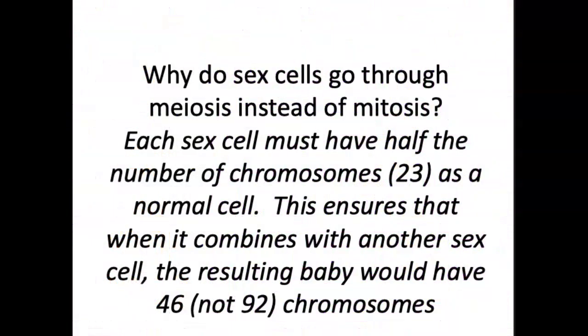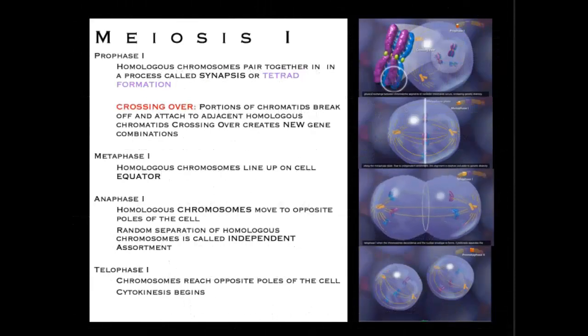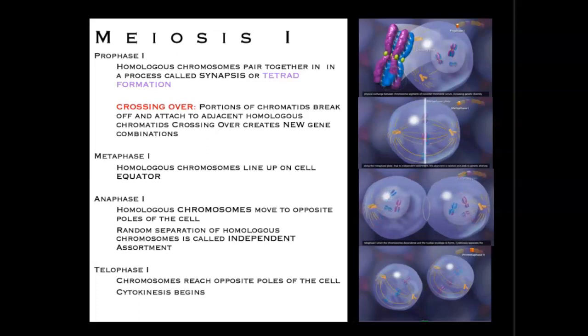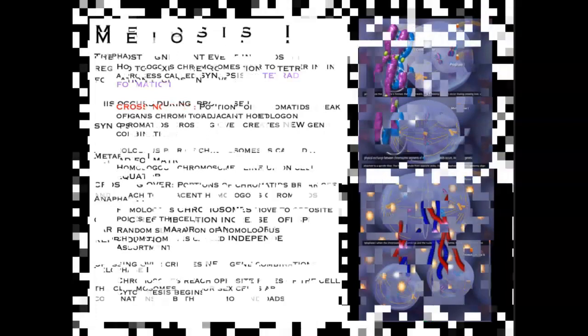This is the big picture. For meiosis, your sex cells have to go through this because your sex cells are going to combine potentially with someone else's sex cells, and that child needs to have 46, not 92 chromosomes. These are just the stages of meiosis 1. Big picture is prophase 1, where you have that crossing over. Anaphase 1, where the homologous chromosomes separate.